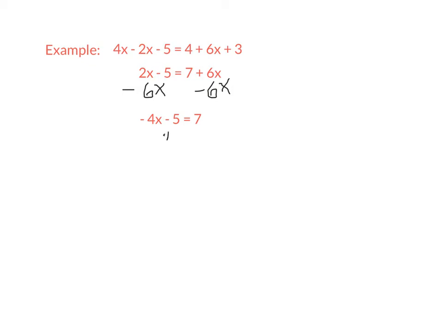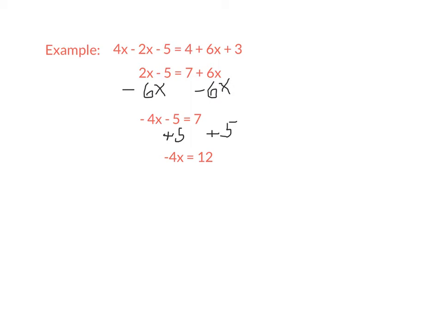So if I do that, I've got plus 5 on the left and plus 5 on the right, which is going to yield minus 4x is equal to 12. Well, now there's only one last step that I have to do, and that is to divide both sides by minus 4 to solve for x.